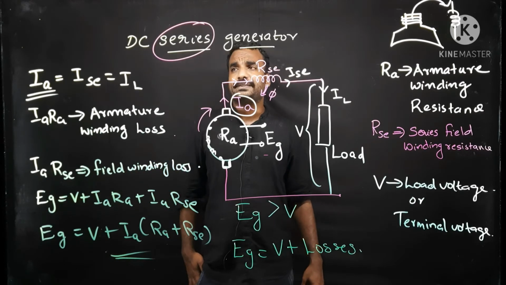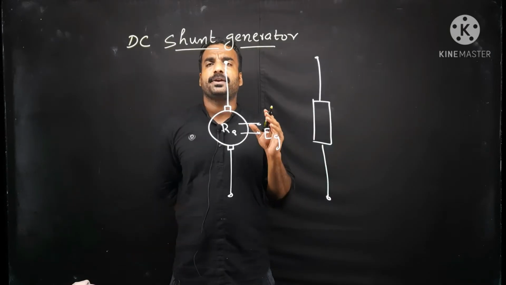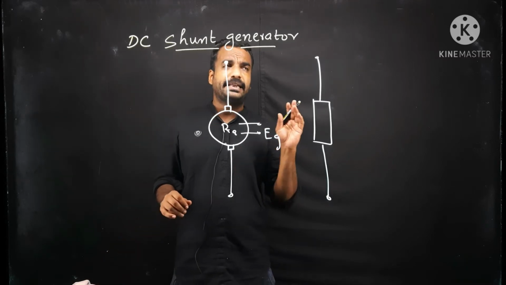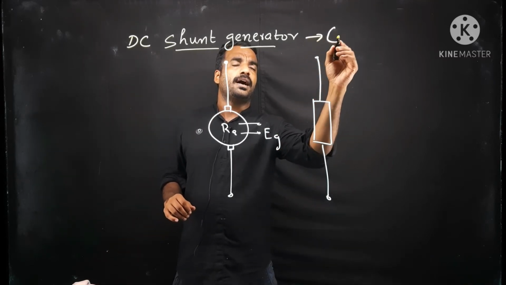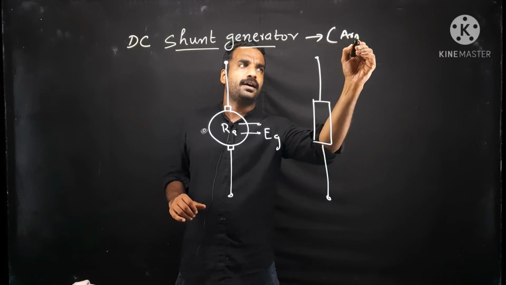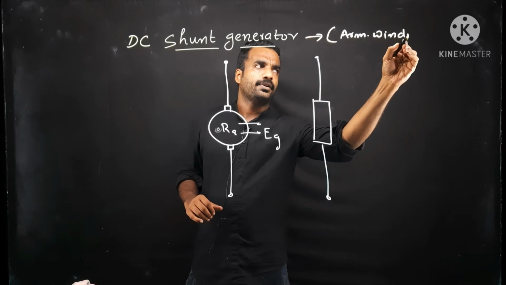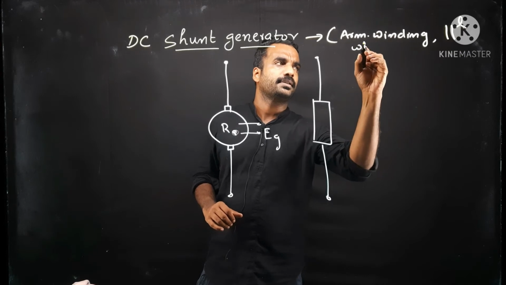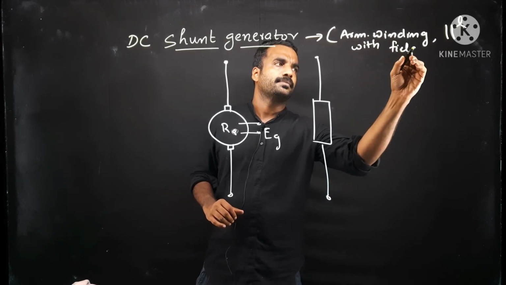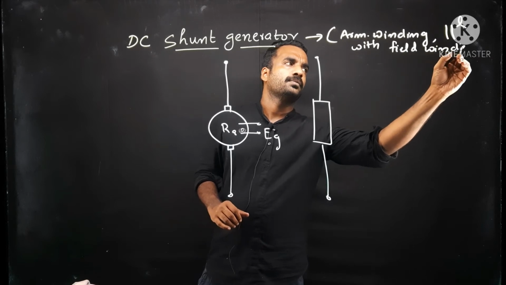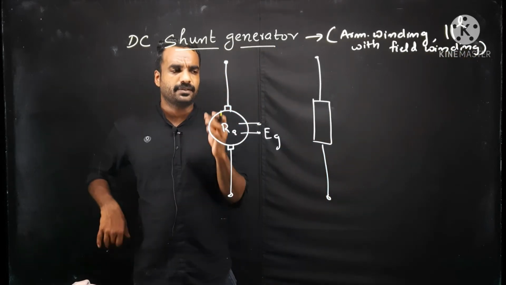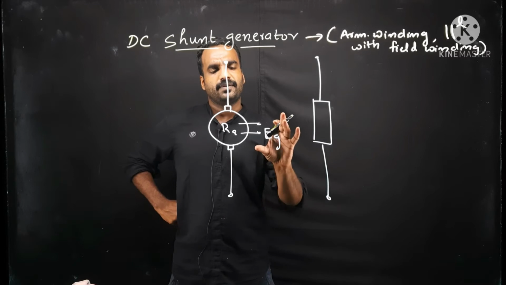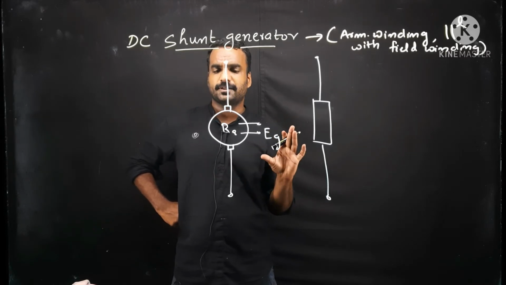Now we will move to DC shunt generator. Okay, now I am trying to explain DC shunt generator. So we know that in DC shunt generator, the armature winding is connected in parallel with the field winding. That is a thing we already know. We have to implement that in the figure. So this is the armature. Its winding resistance is given as RA, and we will produce an EMF Eg here if flux is there.